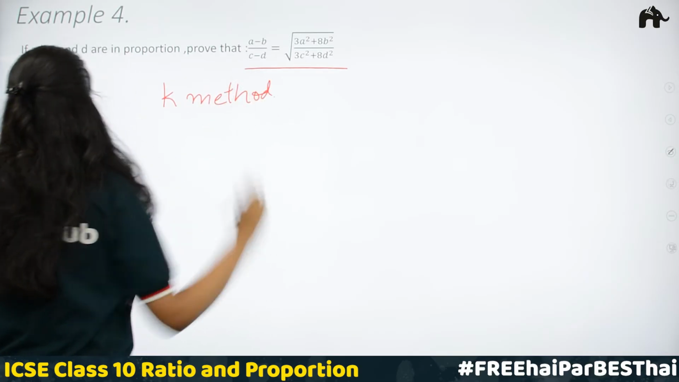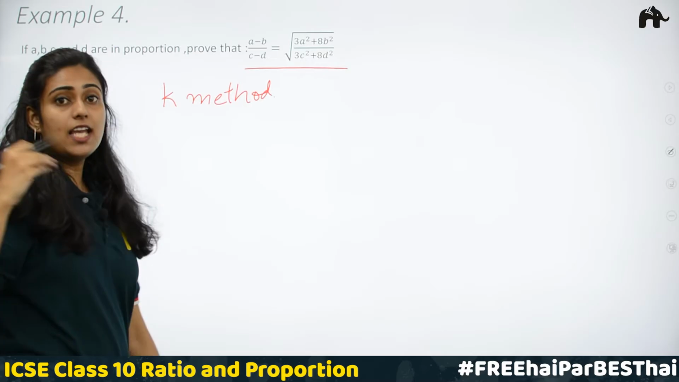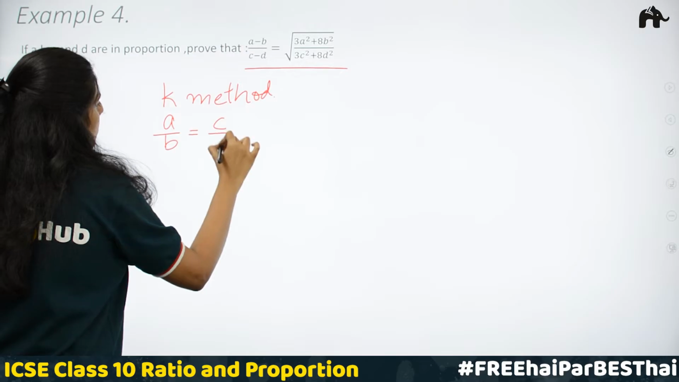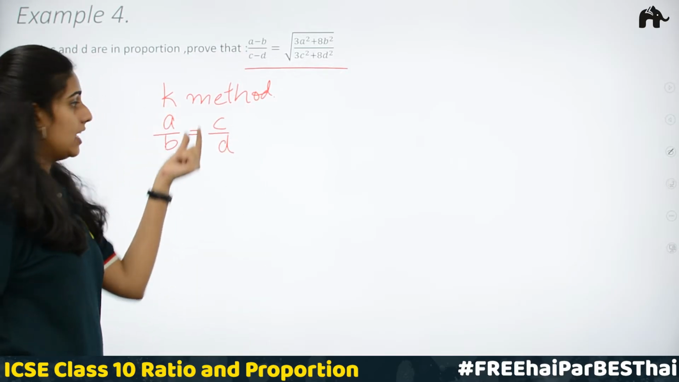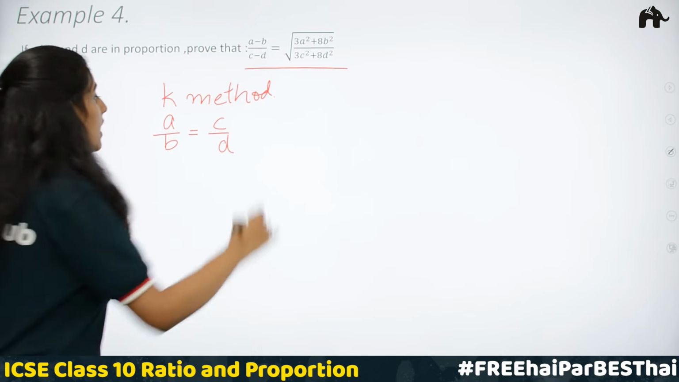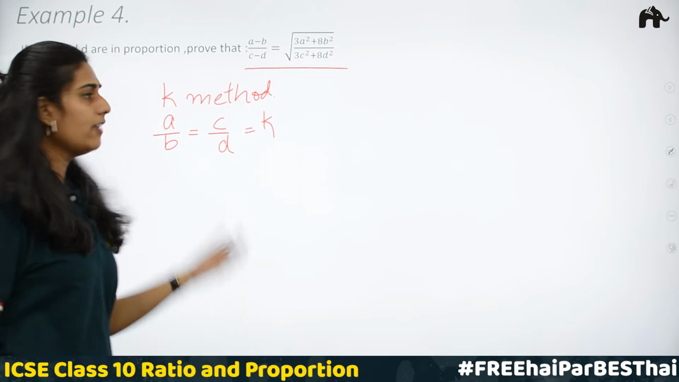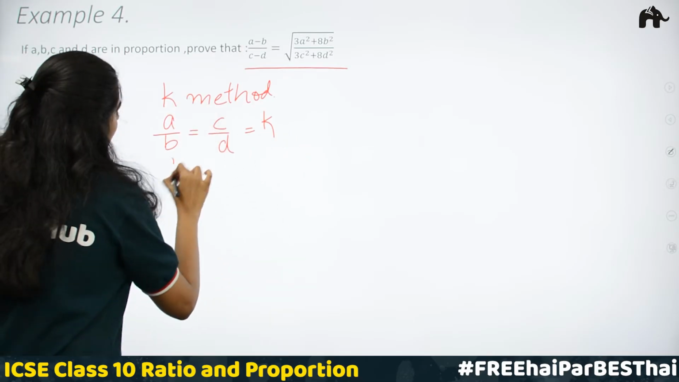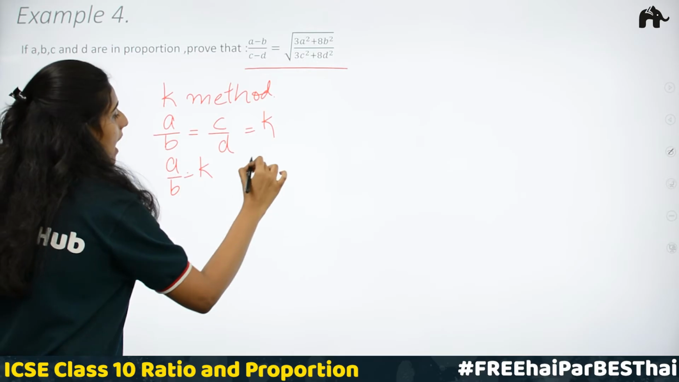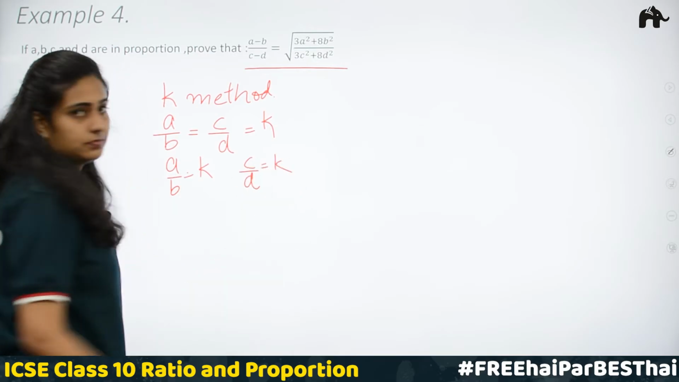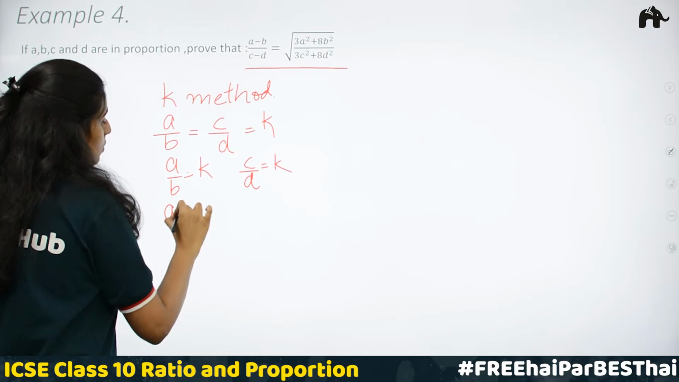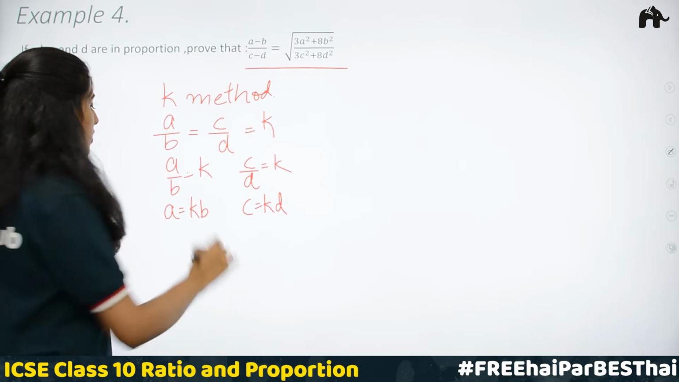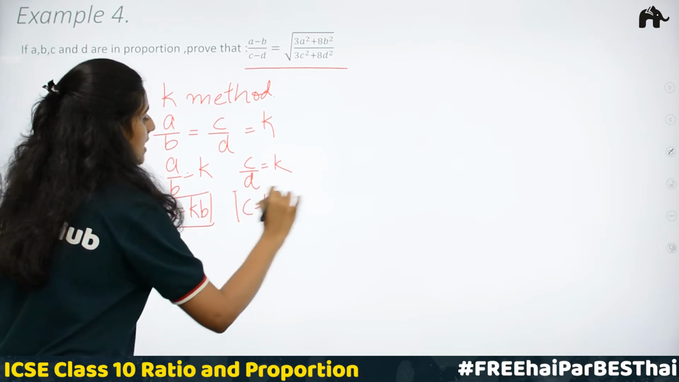K method. If A, B, C, D are in proportion, we can write this as A by B is equal to C by D. The value of A by B and the value of C by D are equal. We can take this as some constant K. Now, A by B is equal to K and C by D is also equal to K. So, you can write A is equal to K into B, C is equal to K into D. We got A is equal to KB and C is equal to KD.